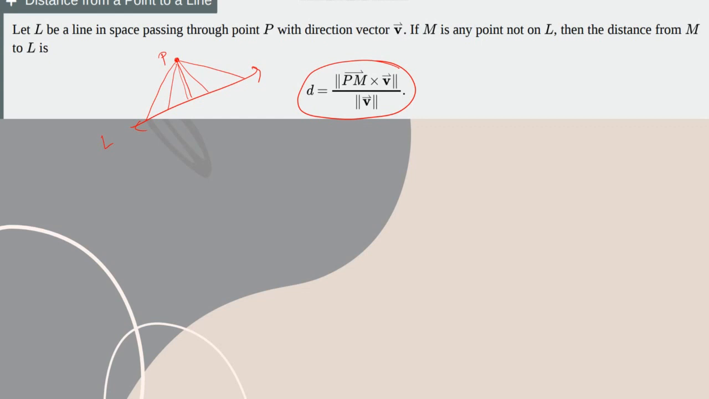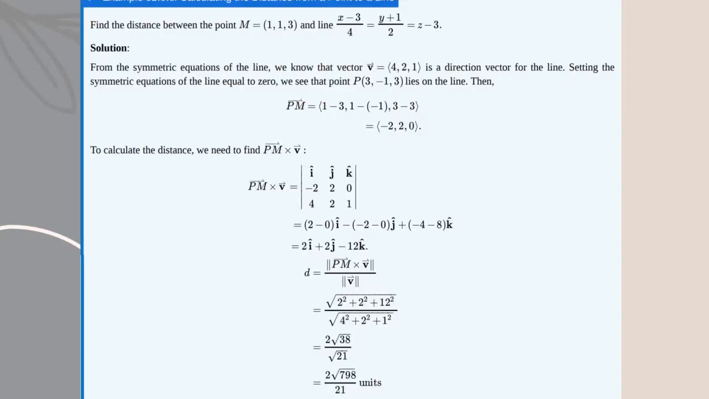Okay, so this is the formula. If you still remember, this is the difference of your point P and M, and then your vector V. Now, suppose we try to find the distance between point M, given to you, and the line x minus 3 over 4. It is symmetric, right? So, t is equal to x minus 3 over 4. And similarly t is equal to this for your y and here. So, you can get that.